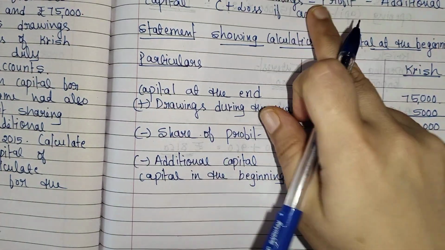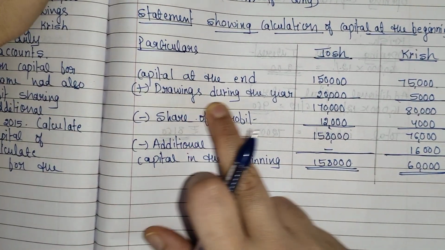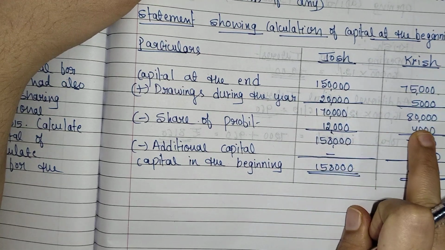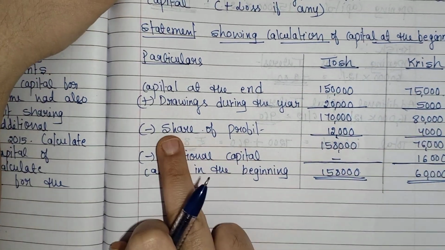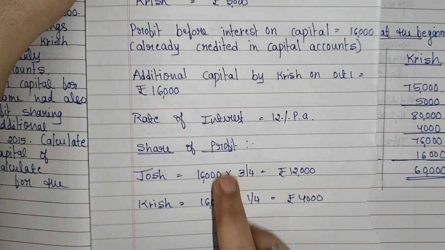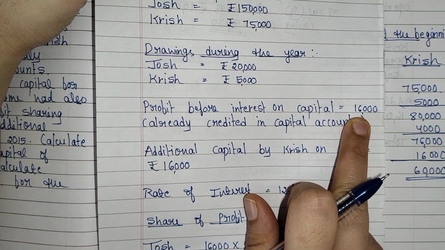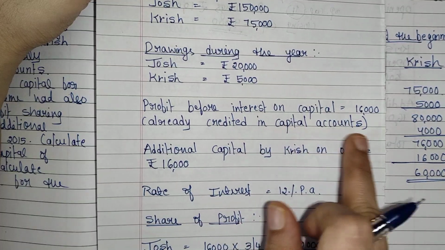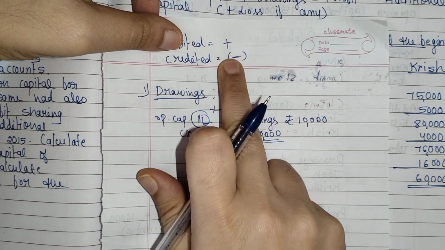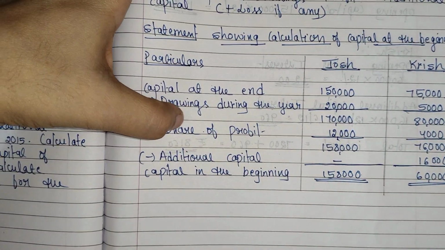Now next one, less profit. Here we have added the drawings. We got Josh 1,70,000 and Krish 80,000. From that we need to deduct the share of profit. Here we have calculated our profit, that is rupees 16,000, and which is already credited in capital accounts. What I said here, the rule is already credited means deduct. Debit means add. So deduct the share of profit.